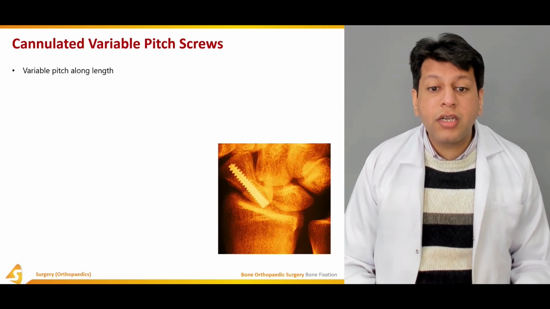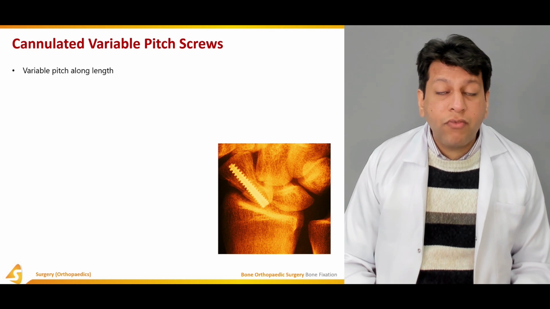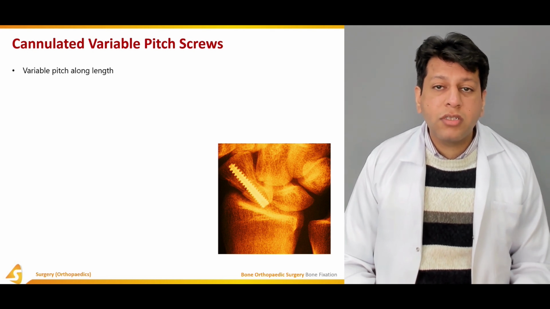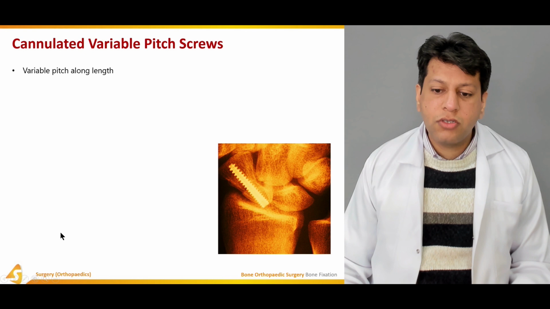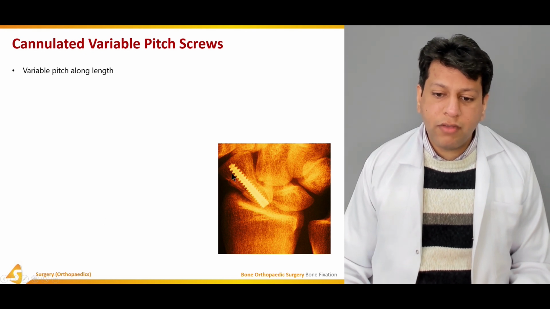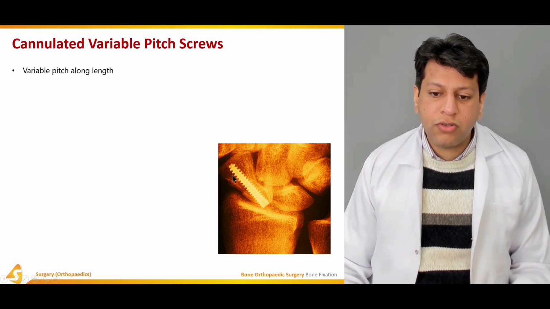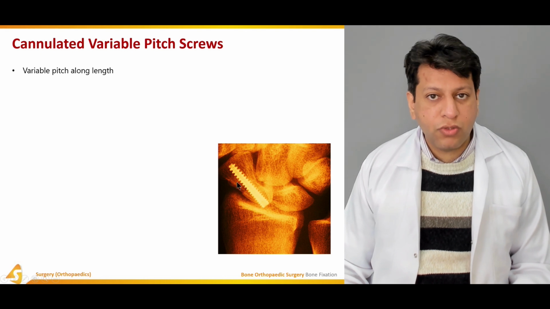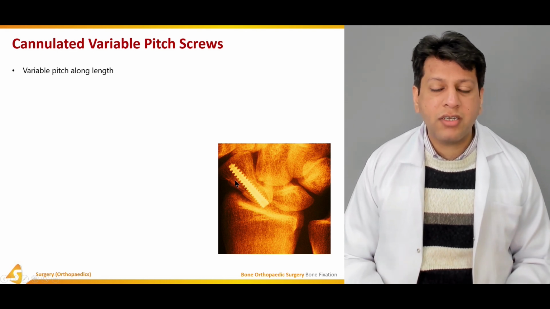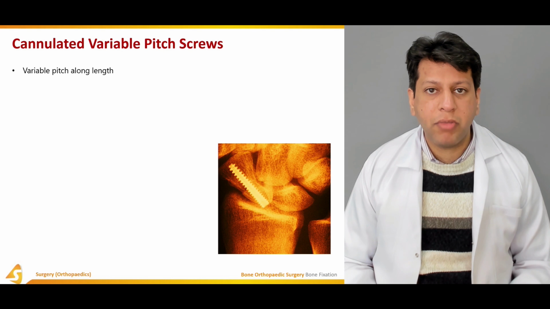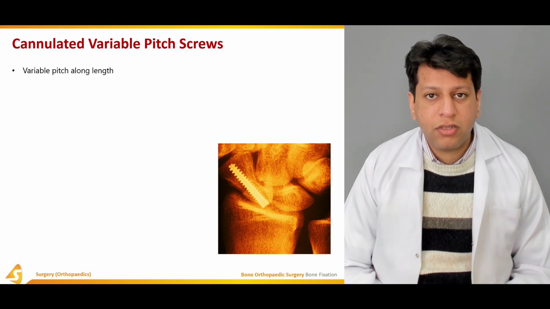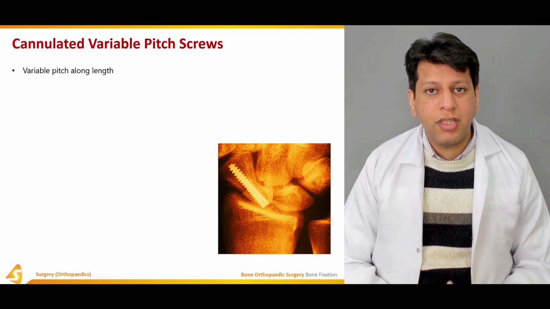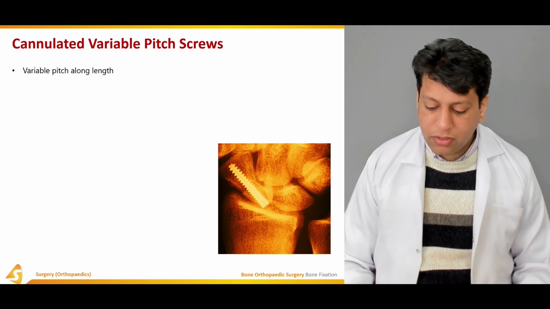Coming to the cannulated variable pitch screws. What is the pitch of the screw? If you see this screw over here, the difference between these threads is the pitch of the screw. In cancellous screws, the threads are more apart, therefore they have a higher pitch. In cortical screws, the threads are very near to each other, therefore they have a lower pitch. So that is how it's important.